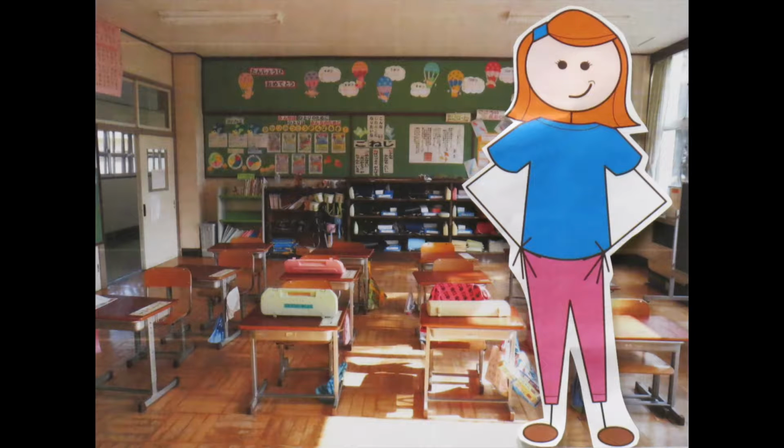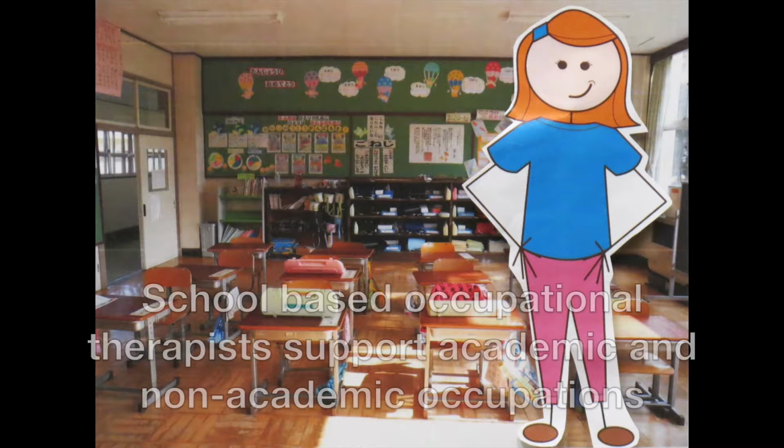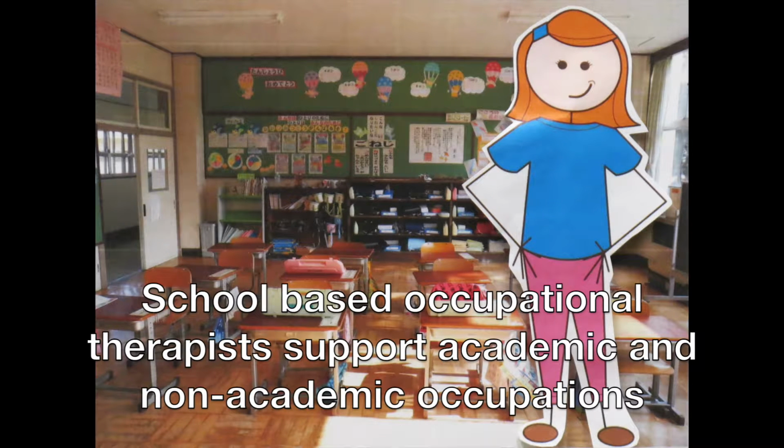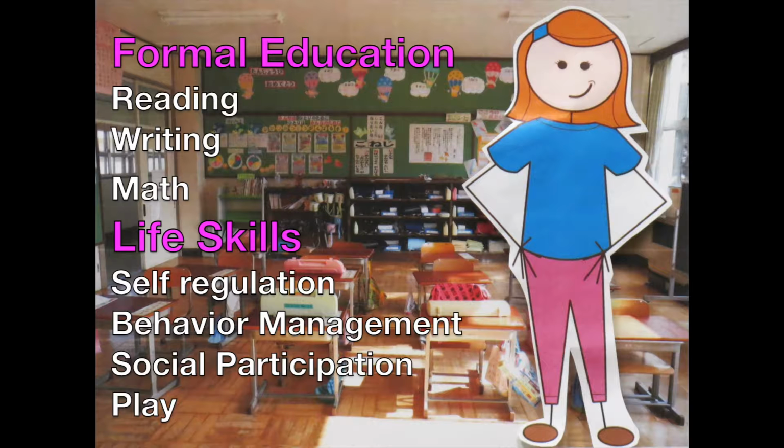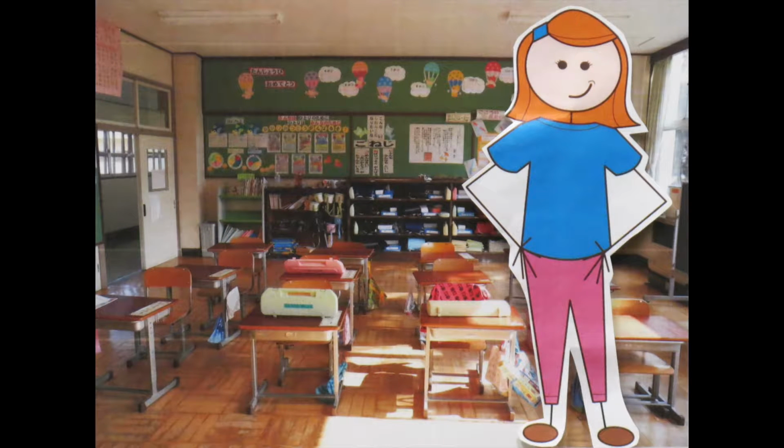OT sessions can be done either in another room or in the classroom, and they work to support both academic and non-academic occupations. Interventions often focus on aspects of formal education like reading, writing, and math, as well as life skills like self-regulation, behavior management, social participation, and play. Additionally, OTs may help to improve healthy learning environments, classroom designs, and accommodation access.